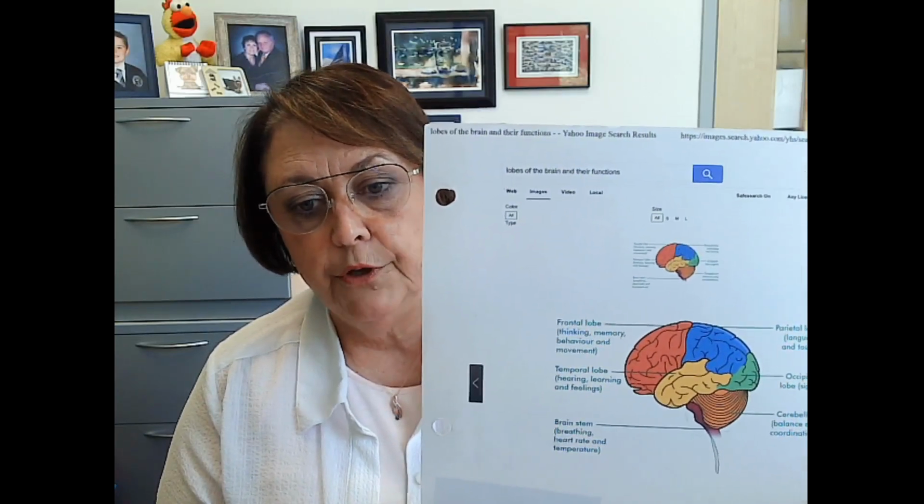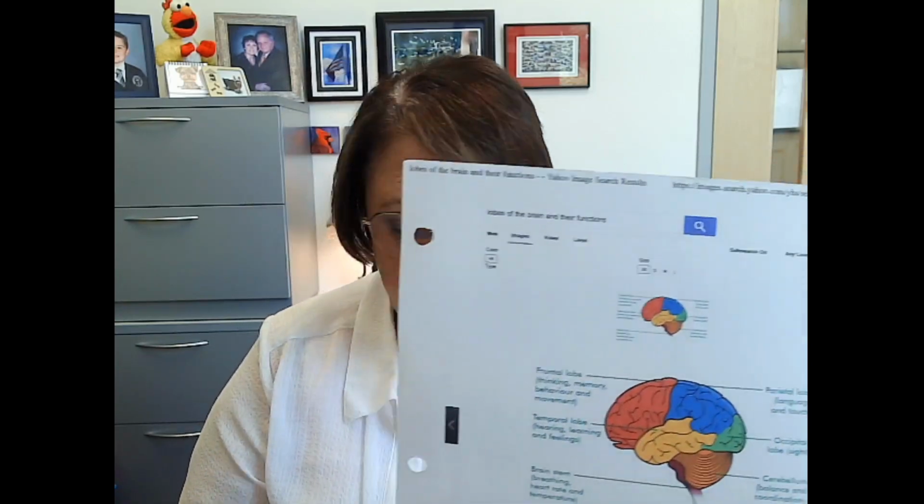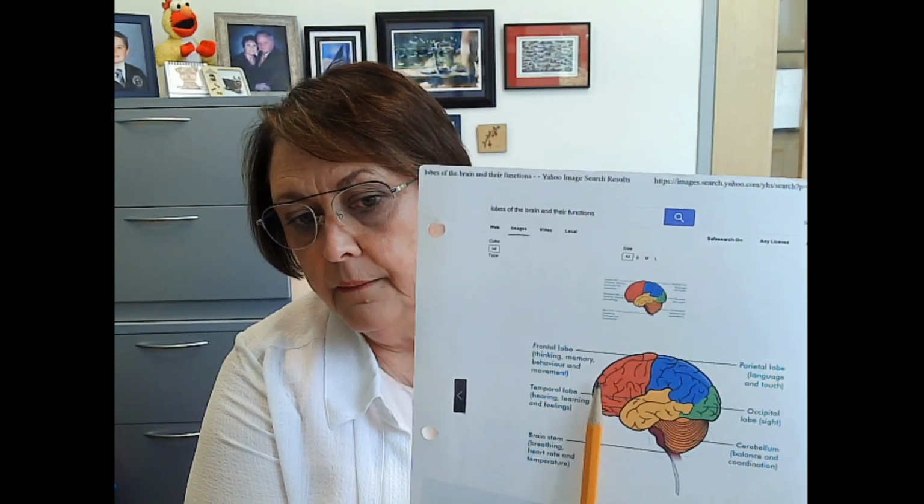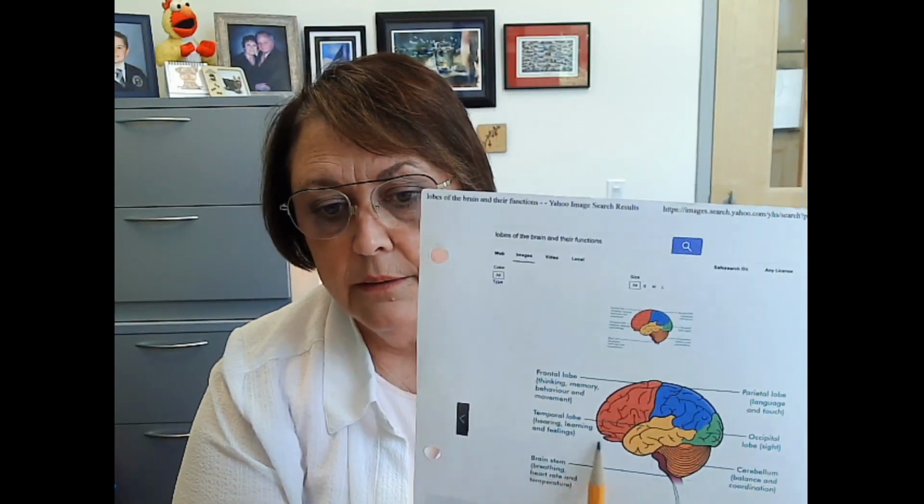Now, we're going to talk about the brain. Okay. I've got two different pictures that I can use to show you the brain. This is a lateral view of the brain. So the front of the brain is in this orangey-red area right here. This is called the frontal lobe, in the front. On the side is the temporal lobe. Frontal lobe, temporal lobe.